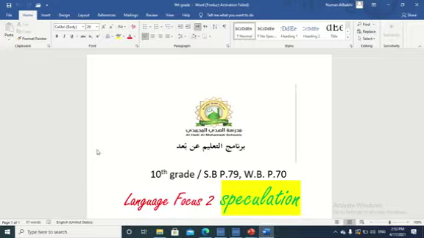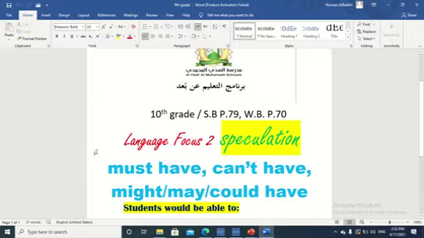Of course, today we have language focus 2. This is must have, can't have, might, may, could have. And of course, this is to talk about speculation. Of course, this is not the name of the grammar in your lesson. This is the real name of this grammar topic.